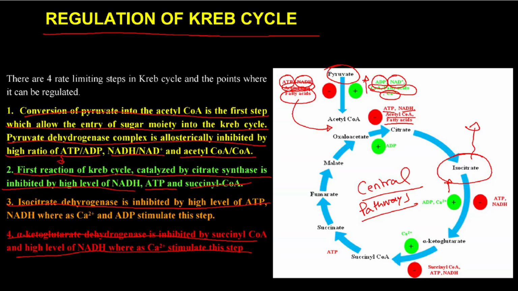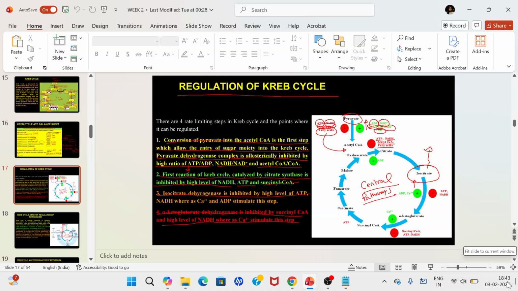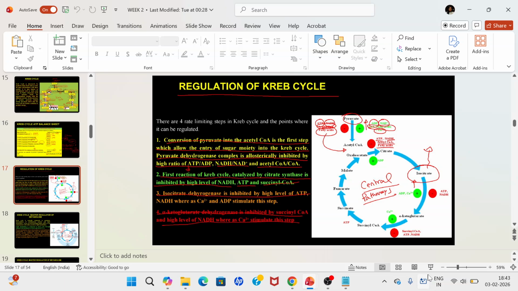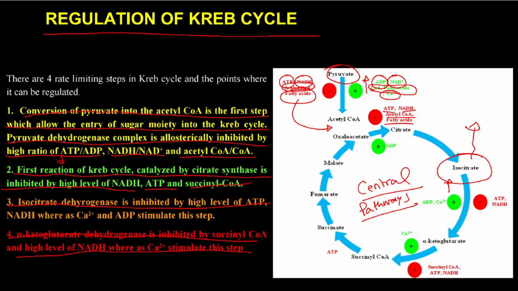Okay. The next point where the cycle is regulated is isocitrate dehydrogenase, which is inhibited by high levels of ATP and NADH, whereas calcium and ADP stimulate this step. If ADP is present in higher amount, that means the energy is low, and if the energy is low, that means the cycle needs to run to produce more energy. So in that case this isocitrate dehydrogenase will be stimulated. If the amount of ATP is high, that means the energy is high. In that case this isocitrate dehydrogenase will be inhibited.